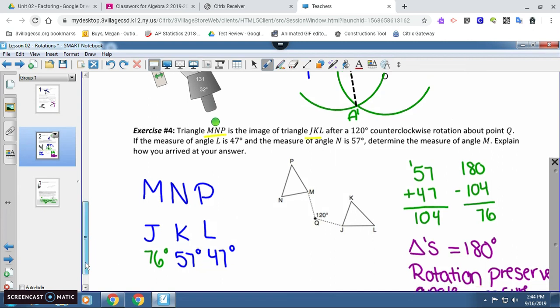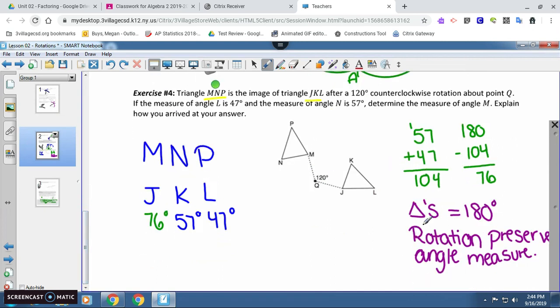Now our reasoning behind that, though, is those 2 things we just mentioned. Angles add to 180 degrees when we add up all the angles, and rotations preserve angle measure. That's for the explain part of it. Because remember, we always use a set of words when we're trying to explain what's going on here.